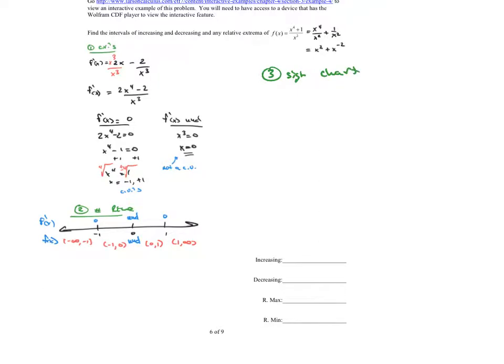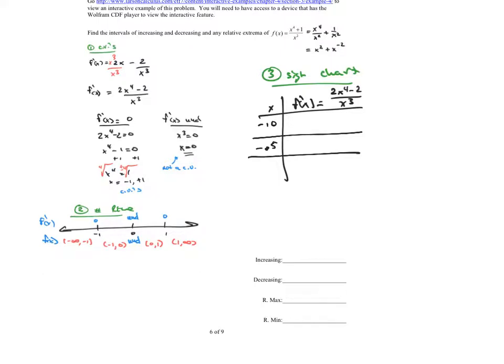The sign chart is completed with plugging numbers into the derivative from each one of these. So we're going to plug this into the derivative. The derivative was 2x to the fourth minus 2 all over x cubed. Again, we have to think about, is the value positive or negative? So we need a point from each interval. So negative infinity to negative 1, I'll choose the point, how about negative 10? From the point negative 1 to 0, how about negative 0.5? From the point 0 to 1, how about the value of 0.5? And then from the value 1 to infinity, how about the value 10?